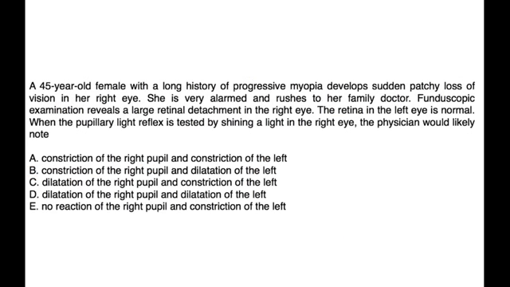A 45-year-old female with a long history of progressive myopia develops sudden patchy loss of vision in her right eye. She is very alarmed and rushes to her family doctor. Fundoscopic exam reveals a large retinal detachment in the right eye. The retina in the left eye is normal. When the pupillary light reflex is tested by shining a light in the right eye, the physician would note.